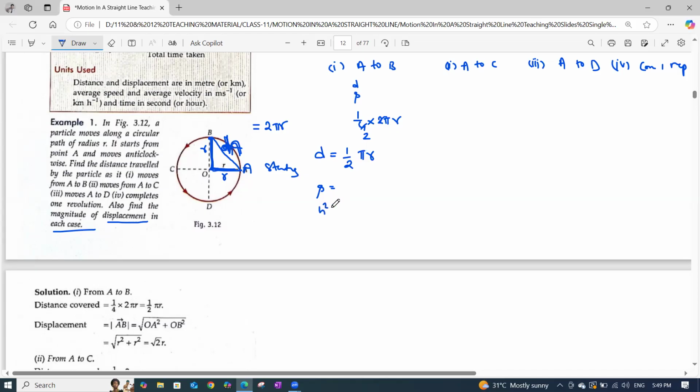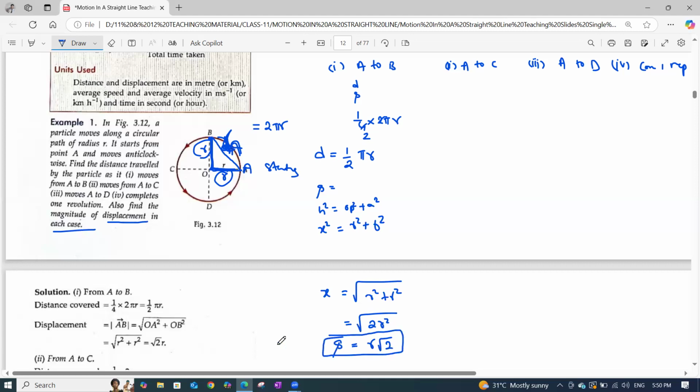We know hypotenuse square is equal to opposite square plus adjacent square. Let us mention it as x if required. x square is equal to opposite r square plus this adjacent is also r square. It becomes x is equal to, sending the square to that side, root of r square plus r square, that is equal to root of 2r square. Now r square, if it is coming out, it becomes r. 2 will be as usual, that is root 2. So displacement s is equal to r root 2, or you can go with root 2 r.